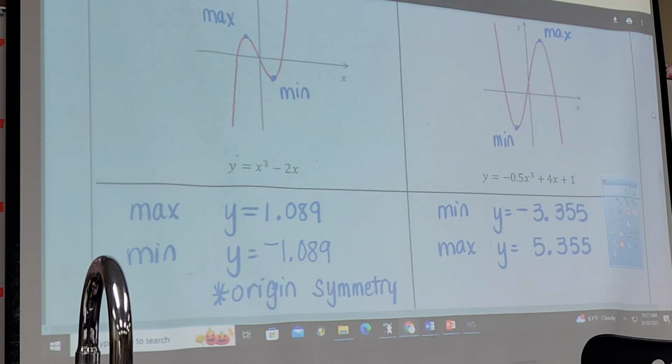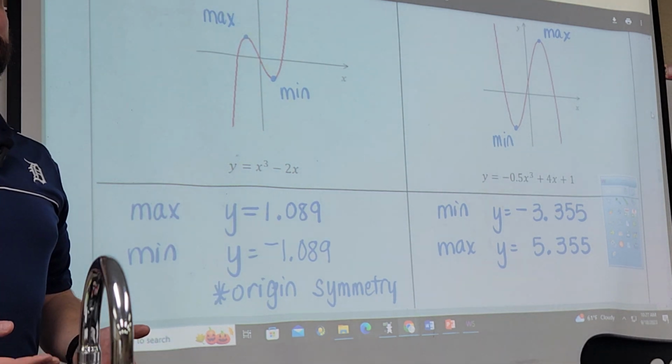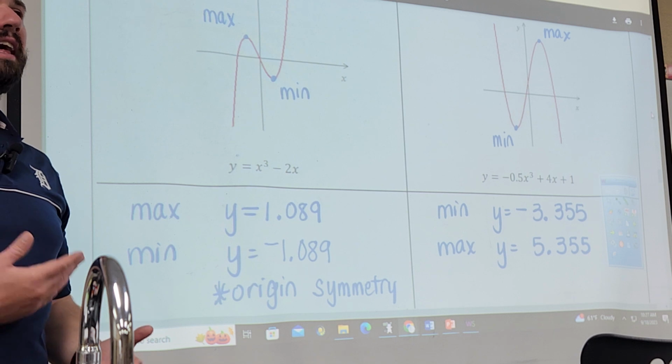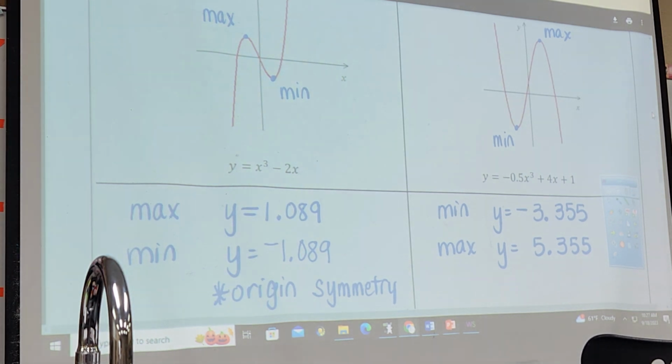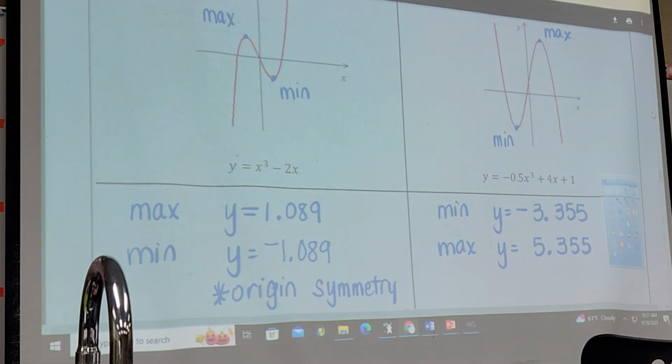Was anyone having calculator problems with these max mins? If you are, make sure you get that. So am I, but that's okay. We still get our job done. But make sure we're getting that. If not, we gotta get it fixed, right? That's gonna be a big deal for this unit.